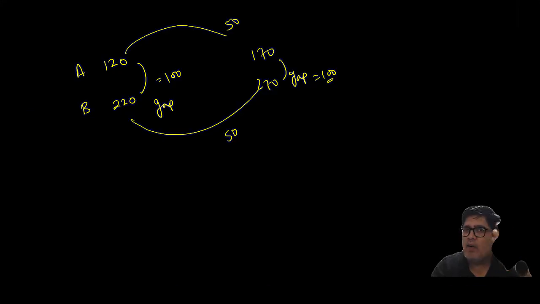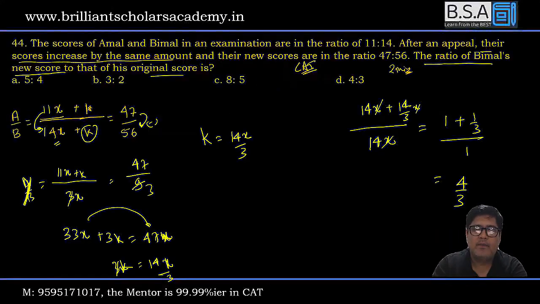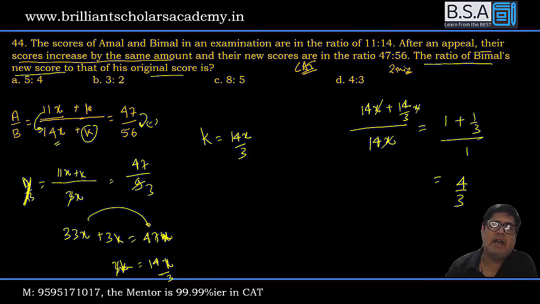I've covered comparison of ratios in speed maths. I've covered comparison of ratios in percentage also. The gap between two numbers does not change when you offer both an equal sum or equal value. Is this clear to everyone? So how can I use that thought process here?